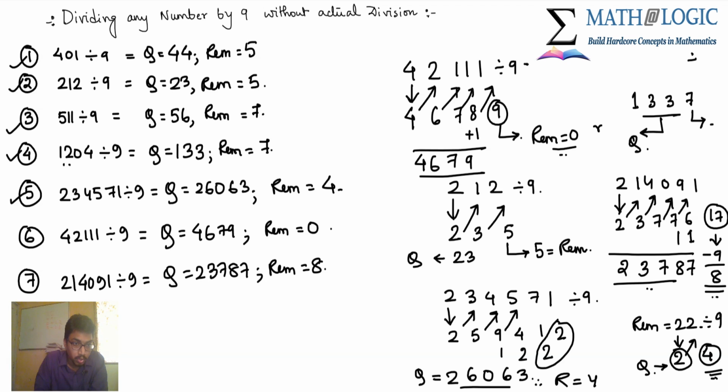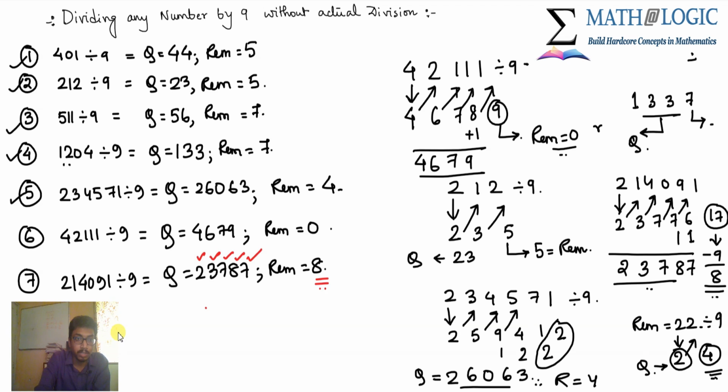See, 2 plus 1, 3, 3 plus 4, 7, 7 plus 0, 7. But why is it 1 over here? Because 7 plus 9 was 16, so that 1 is carried over here, so that is 8, and 16 plus 1 is 17, so that's why it is written over here. Clear? And what is the remainder? 8. How?